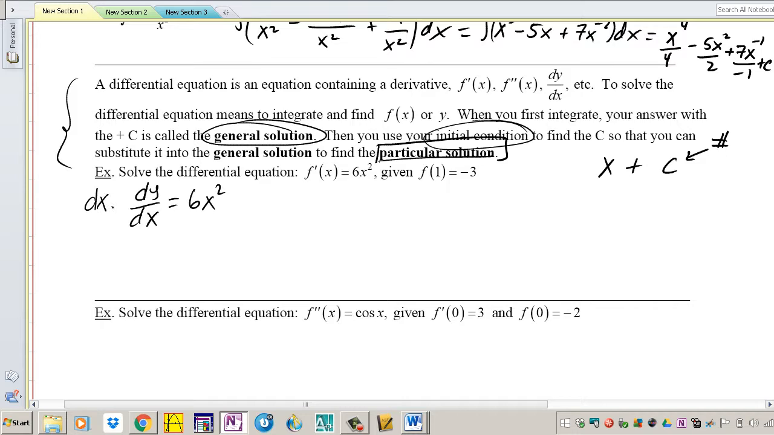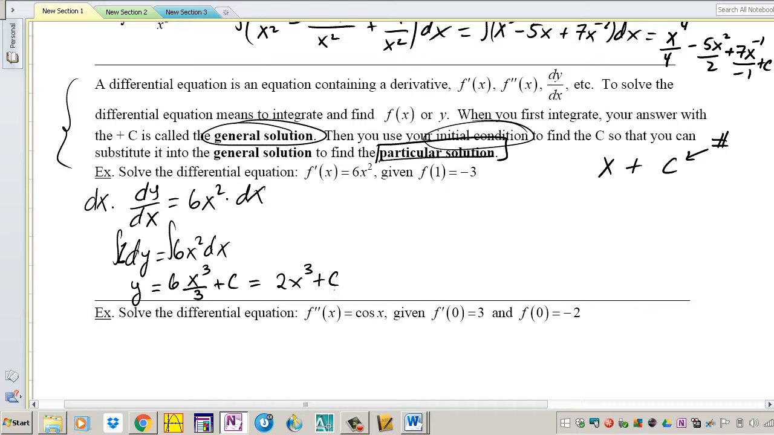We can actually multiply dx to both sides so that we get dy is equal to 6x squared dx. And then we can take the integral of both sides. We can take the antiderivative of both sides. The antiderivative of an imaginary 1 dy is just y. The antiderivative of 6x squared is 6x to the third divided by 3 plus c, which is the same thing as 2x cubed plus c. So y is equal to 2x cubed plus c is called a general solution.